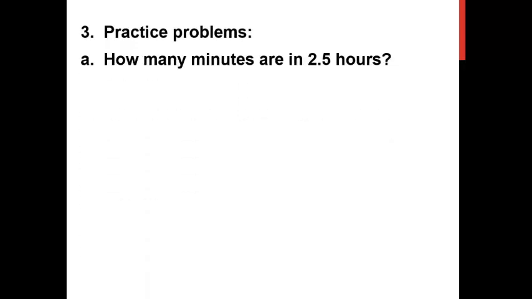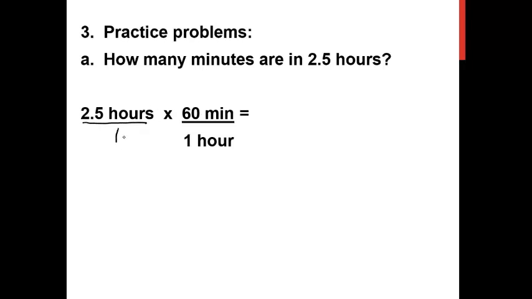Let's try another one here. Now we're going to go from minutes. How many minutes are in 2.54 hours? We already know that there's 60 minutes in an hour, and we need hours because anytime you have 2.5 hours or some unit here, it's all over 1.